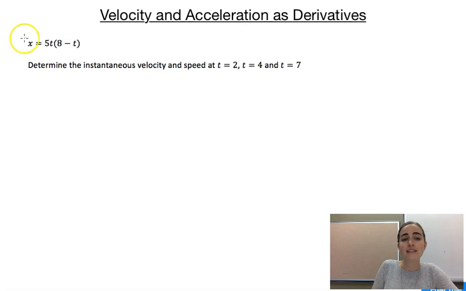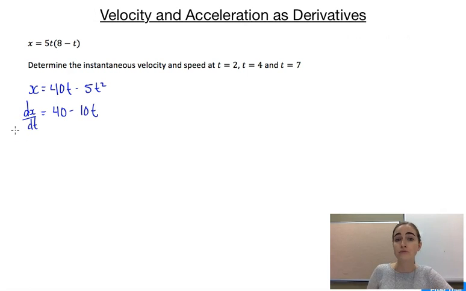So if this is our displacement, then we're going to expand that out. So we'd have x equals 40t minus 5t squared. So that's our displacement. To find velocity, we're going to differentiate that. So our velocity would be 40 minus 10t. So velocity, we could write it as v, or if we wanted to, we could write it as x dot, or we could write it as dx dt. They all mean exactly the same thing, and it's up to you which notation you use, but you need to recognize that different notations might be used in different questions.